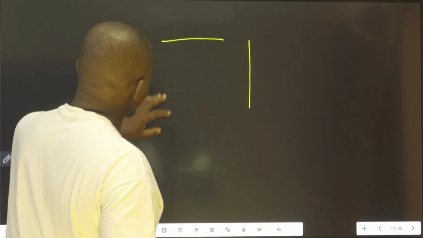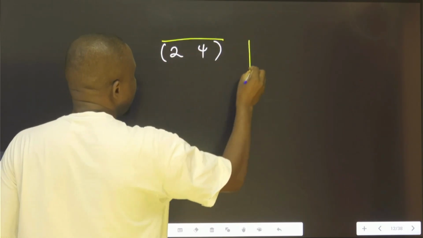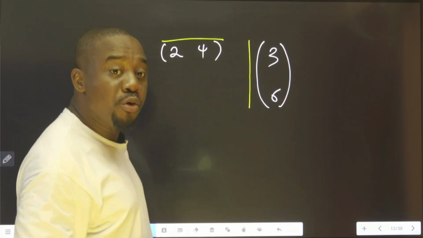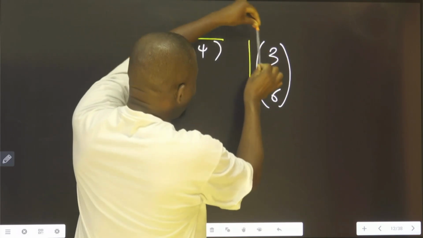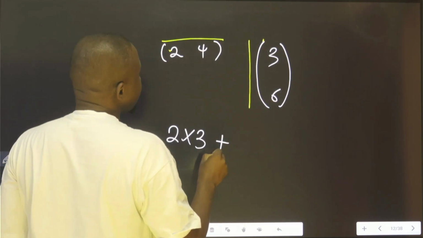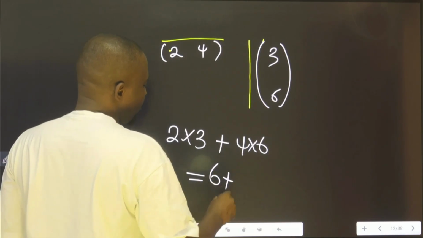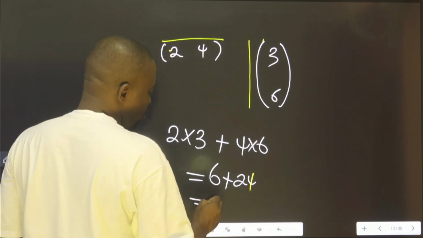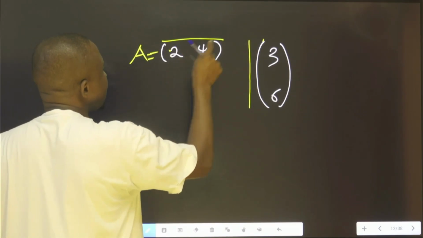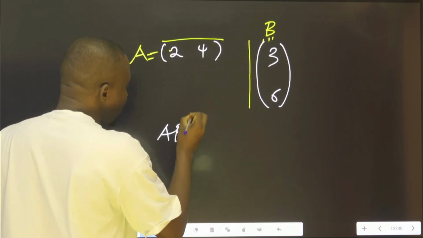How do I mean? Say for instance, this is 2, 4, and this is 3, 6. This is perfect. All you need to do, this multiply by this. That is to say, 2 multiplied by 3 plus 4 multiplied by 6, which will give us 6 plus 24, which is equal to 30. Okay? So we are assuming that A is equal to this, B is equal to this. It means it's A times B.